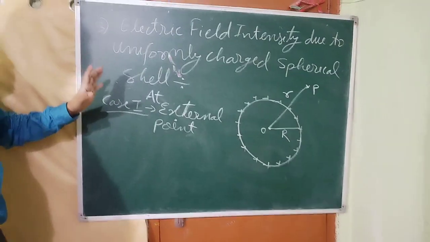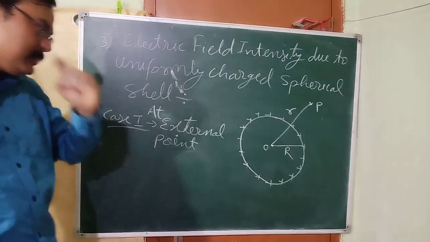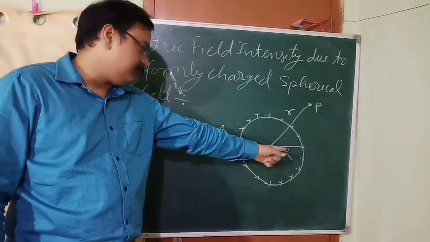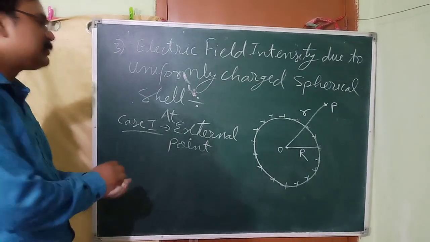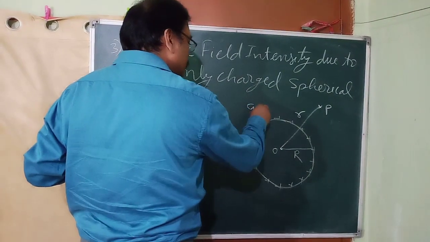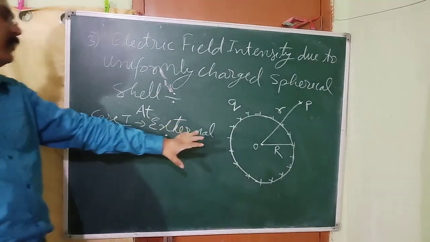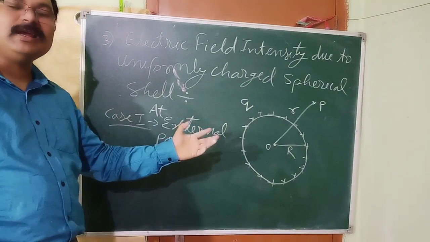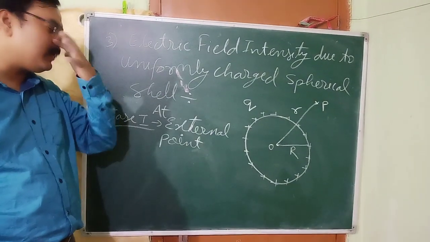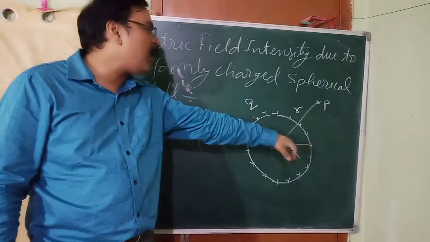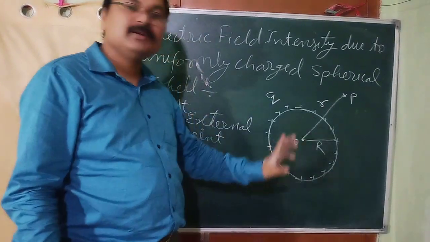Now this is the third application: electric field intensity due to a uniformly charged spherical shell. See, this is the spherical shell. Center is O, radius is capital R, and it is uniformly charged. Suppose the charge on this is Q. We have to find the electric field intensity. In this case, we are going to deal with three parts. First case is at an external point. We will find the electric field intensity at an external point, outside the sphere. That is point P, at a distance r from the center of the spherical shell.